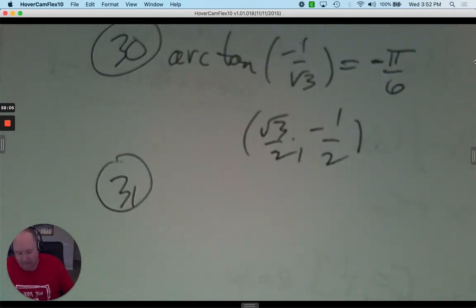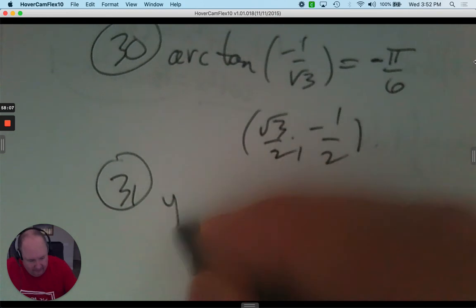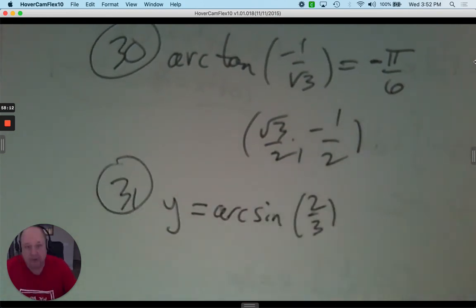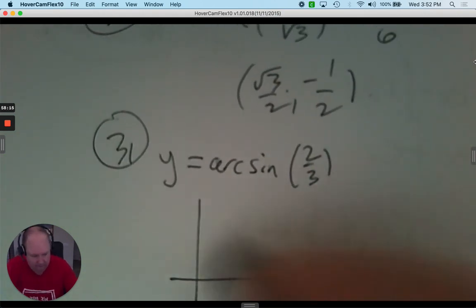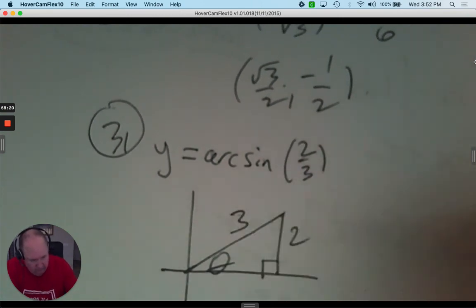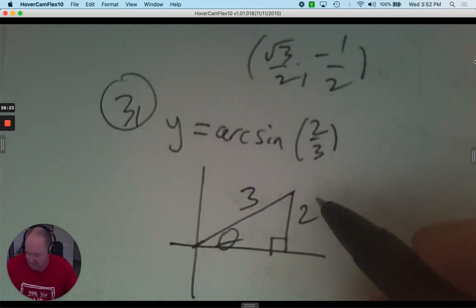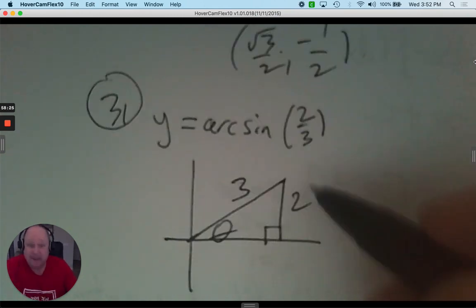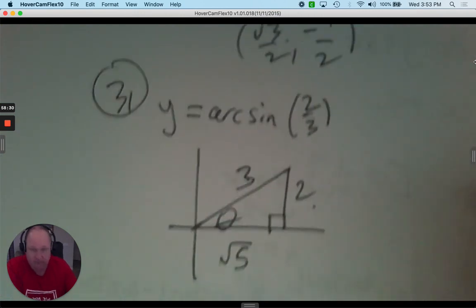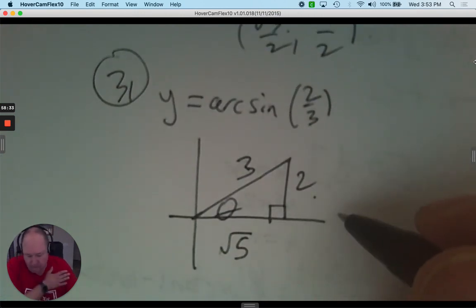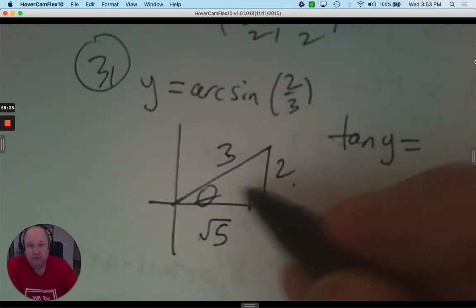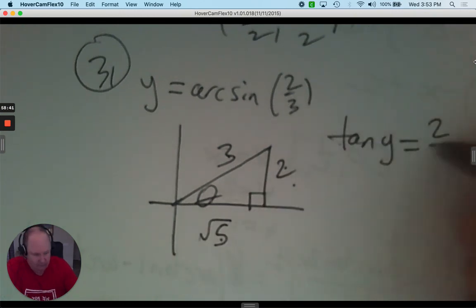For 31, you're given that arc sine is 2/3. It's positive, so that means it's in quadrant number 1. So opposite over hypotenuse. I'm finding my y here, and then find this. So 9 take away 4, that's the square root of 5 using the Pythagorean theorem. And I'm supposed to find tangent. So tangent would equal opposite over adjacent. So it's 2 over root 5.